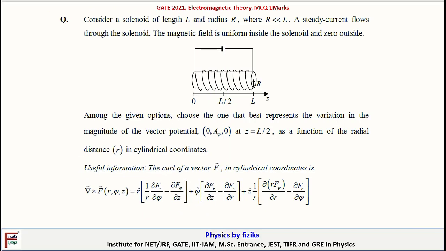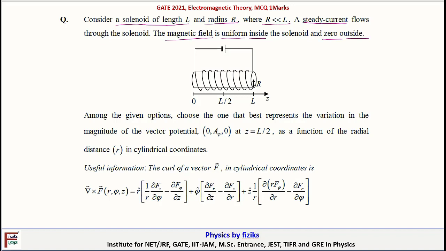Hello students, in this question it is given that there is a solenoid of length L having radius R, where the radius is very small as compared to its length, so we will assume it's a long solenoid. A steady current flows through the solenoid, and it is also given that the magnetic field is uniform inside and zero outside. So that is given.